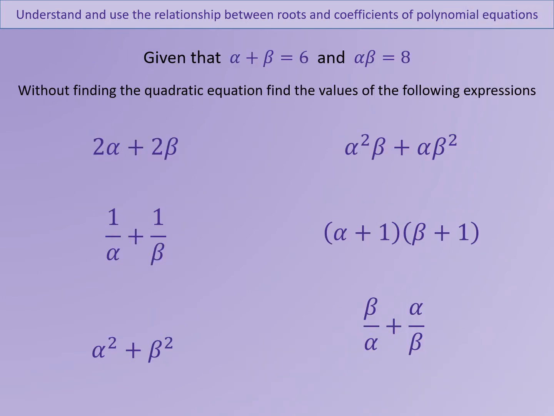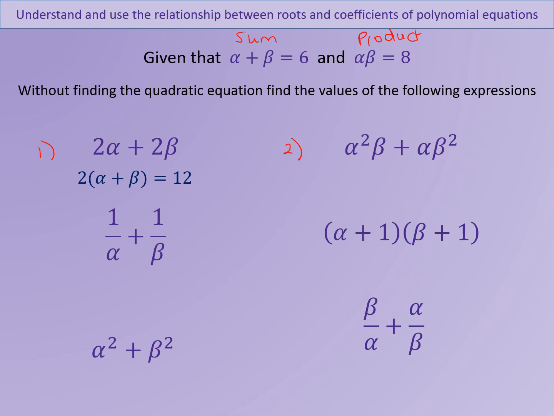Now we've been given the sum of the roots, alpha plus beta, being equal to 6, and the product of the roots, alpha beta, is equal to 8. Let's use these to work out the values of the following expressions. So for the first one, we have 2 alpha plus 2 beta. If we factorise out the 2 from both parts of that expression, we will be left with alpha plus beta. Now we know the value of alpha plus beta is 6, so this expression must be equal to 12, 2 lots of 6.